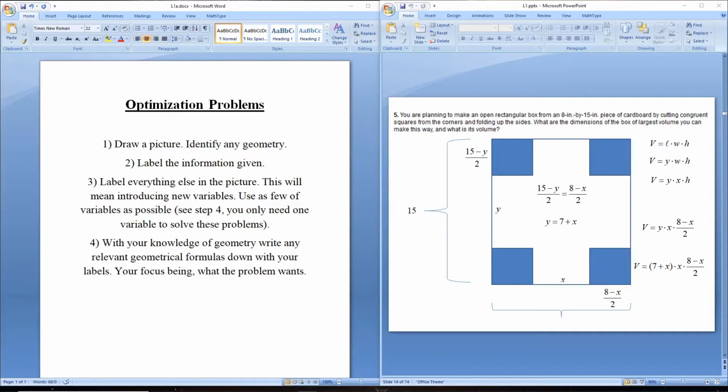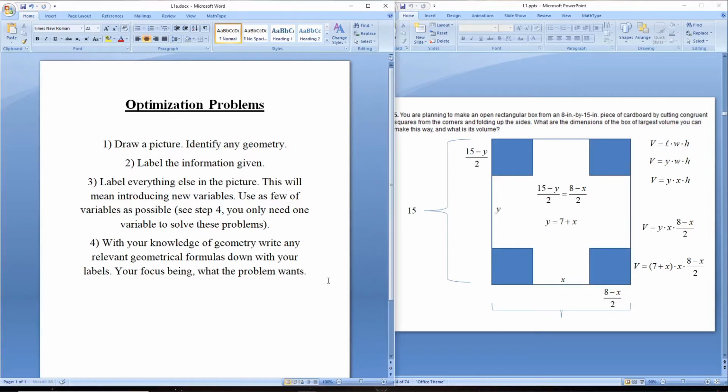So the final thing I would add to this list here is that your final equation, what you're working towards, is having one variable. And you do that by finding relations in your picture and then substituting into the final equation you're working on.